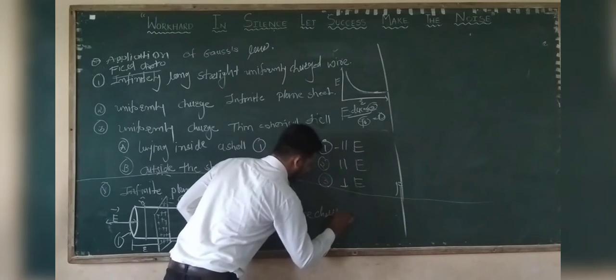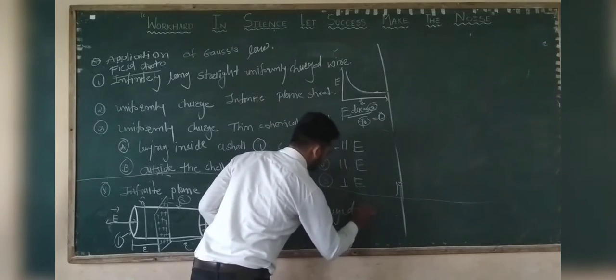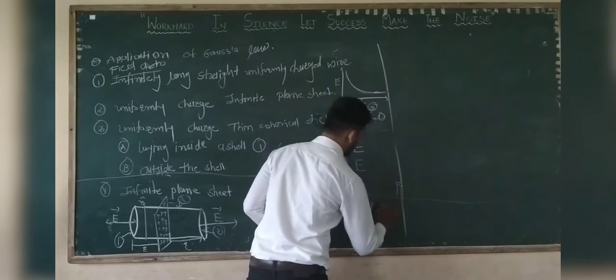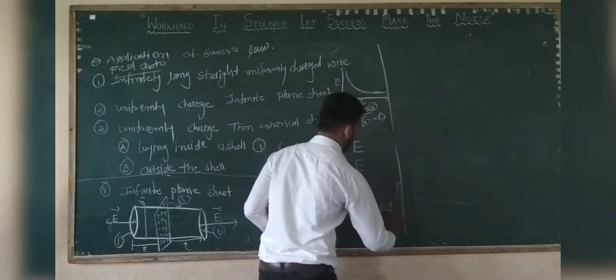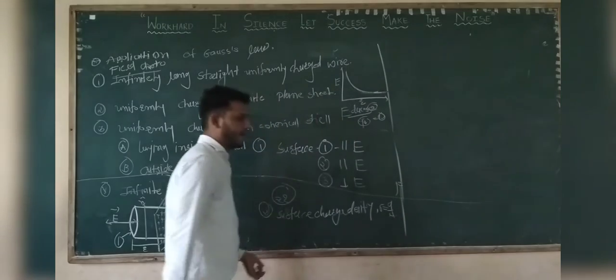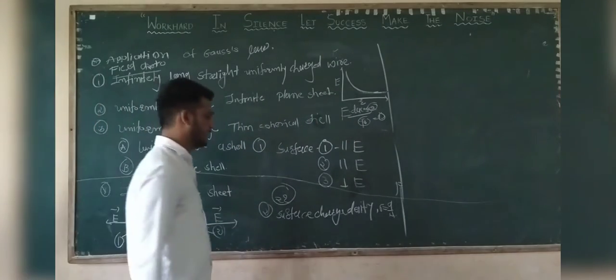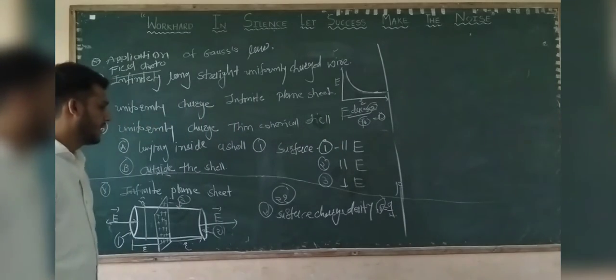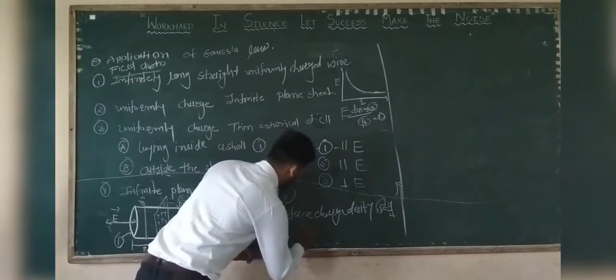Surface charge density. Now what is the surface charge density? Surface charge density is sigma equals q by A. Sigma is denoted as the surface charge density. So sigma is equals to Q by A. If we require the value of q, it is equals to sigma into A.